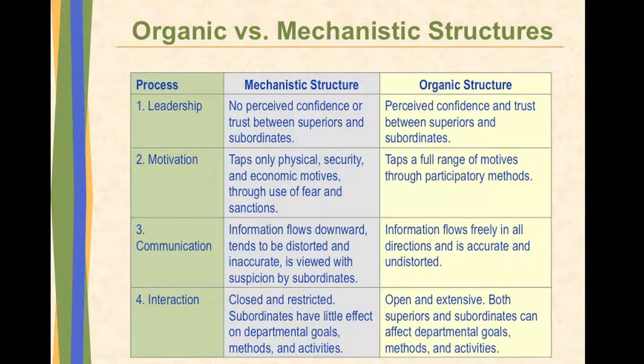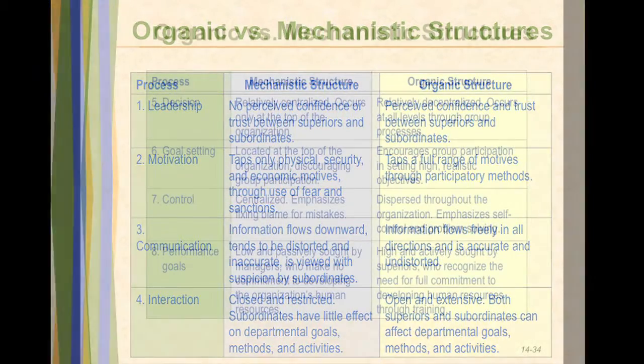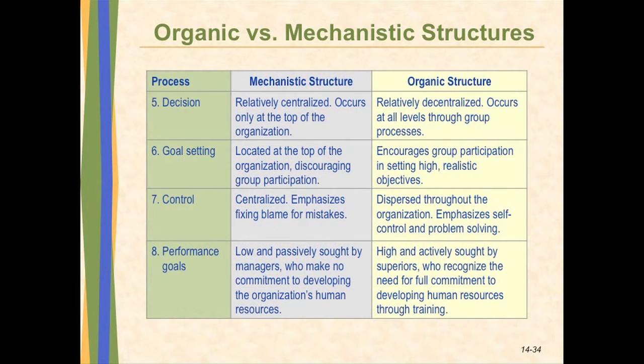You can see the difference here on these many different processes. On leadership, motivation, communication, and interaction, we see many differences between the mechanistic structure and the organic structure. You might want to review this in your book as you go through the differences in decisions, how they set goals, how they have a span of control, and their performance goals. We've been talking about some of these as we've been going through, and this is a good summary to refer to in trying to understand some of the differences between the organic and the mechanistic model.